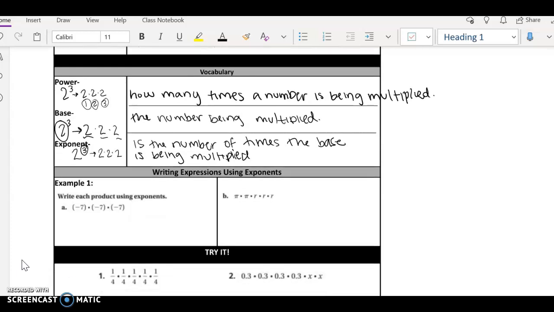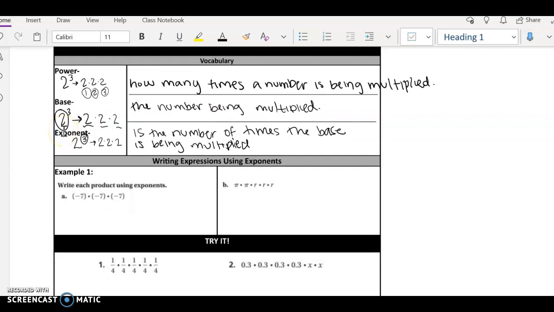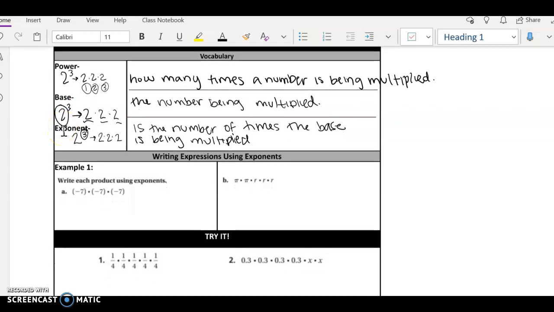So we have three vocabulary terms that are super important for this unit. We have power, base, and exponent. So a power is how many times a number is being multiplied. So in this case, we have 2 to the power of 3, which is saying that we are multiplying 2 3 times. For the base, we have the number that is being multiplied. So in this case, 2 to the third power, or 2 cubed, is saying that that 2 is what we're going to multiply 3 times. So that 2 is being repeated.